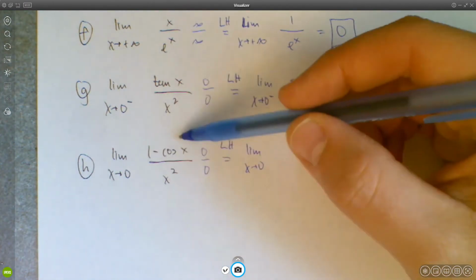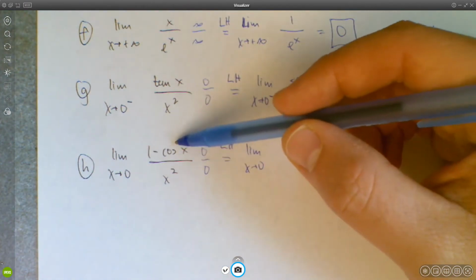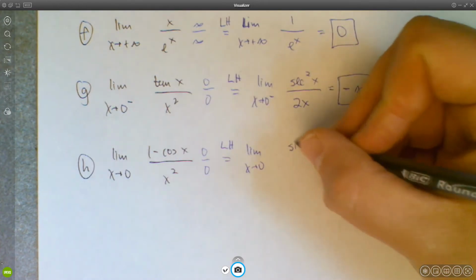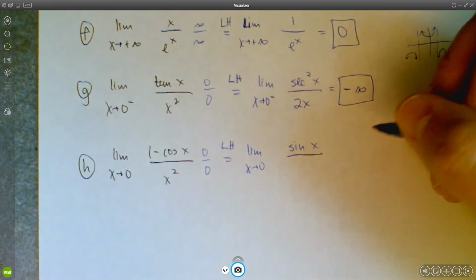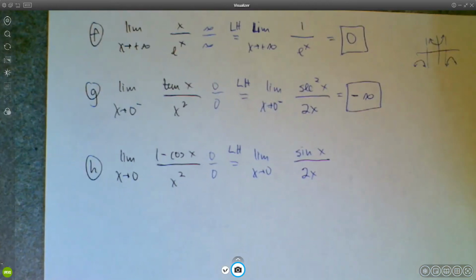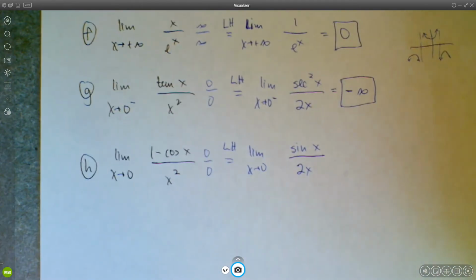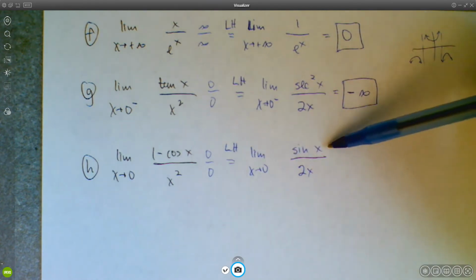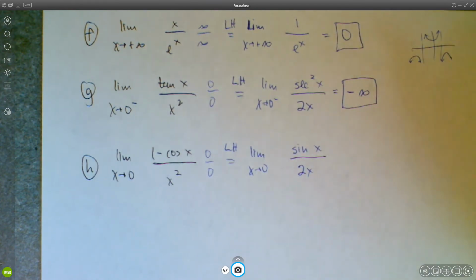Derivative of 1 minus cosine x. Well, the derivative of cosine x is negative sine x, so it's going to be negative sine x, or in other words, just sine x. Derivative of x squared is 2x. I feel like we've done this before, didn't we? We must have done one very similar to this, but anyway, we get sine x over 2x. Now if we plug in 0, we get 0 over 0 again, which is indeterminate, right?